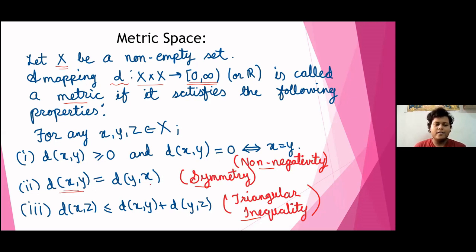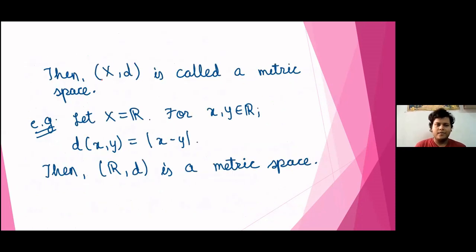Distance between X and Y is the same as distance between Y and X, that is symmetry, and triangular inequality is: distance between X and Z is less than or equal to distance between X and Y plus distance between Y and Z. If you are going from X to Z directly, then that distance will be less than the distance if you go via Y. If Y is on the way, then the distance will be equal. This is what triangular inequality says. So if these three conditions are satisfied, then we call D a metric and the pair (X, D) a metric space.